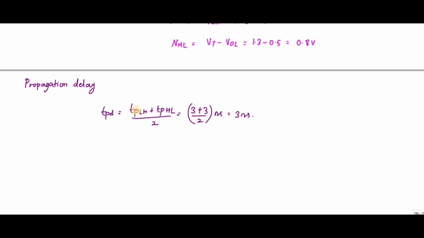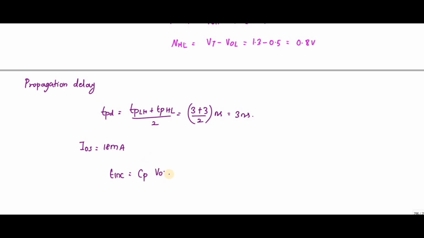If you want to find it for the short circuit current, suppose they have given IOS. IOS is the short circuit current, that is 18 milliamps. So they have given it as 18 milliamps.